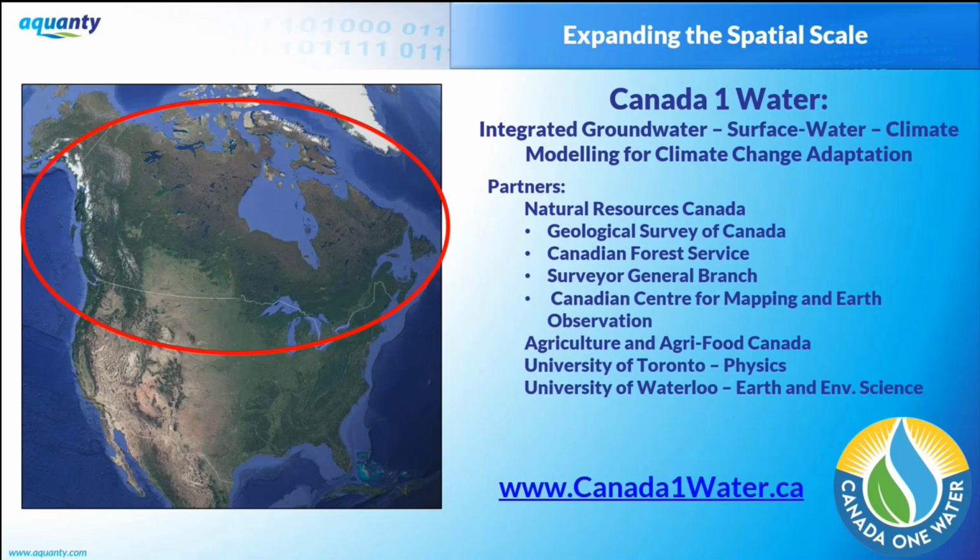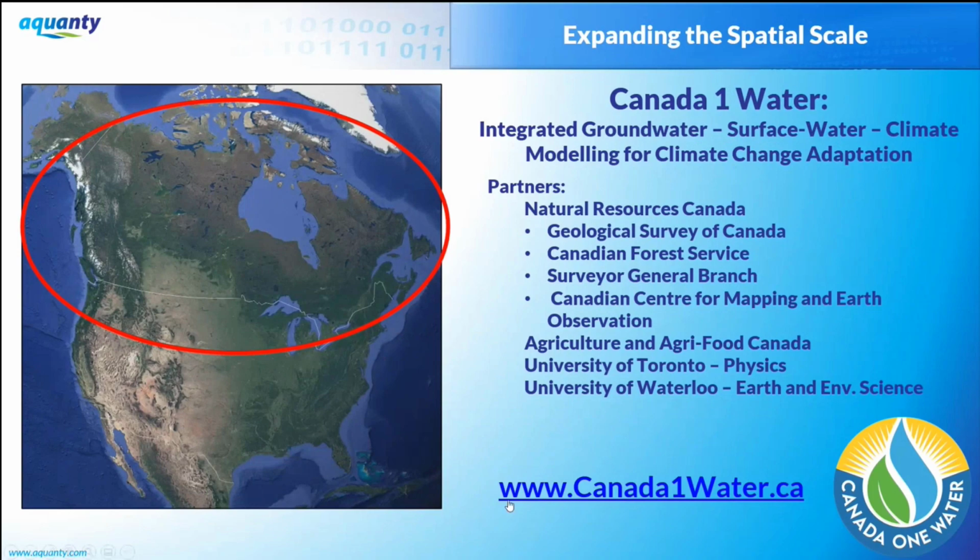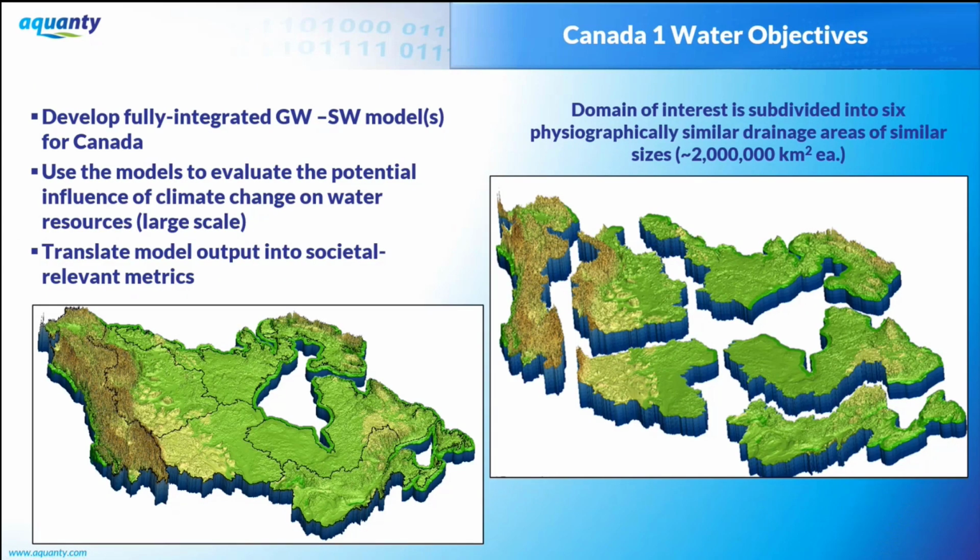We also have Forest Service, Surveyor General Branch, the Mapping and Earth Observation people, Earth and Agri-Food Canada, University of Toronto, Physics, Dick Peltier and his group, along working with Andre Erler at Aquanty, are doing the climate projections, and University of Waterloo, we have close connections with Waterloo. Next slide. And there's a web link if you want to find out more details, canada1water.ca. It's just at the beginning stages of this model, so don't expect results yet.